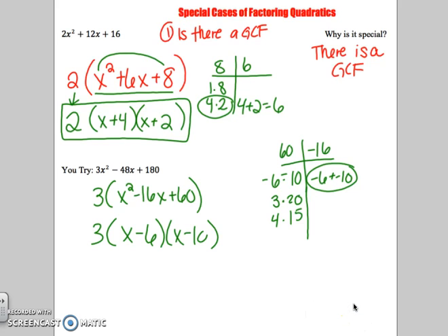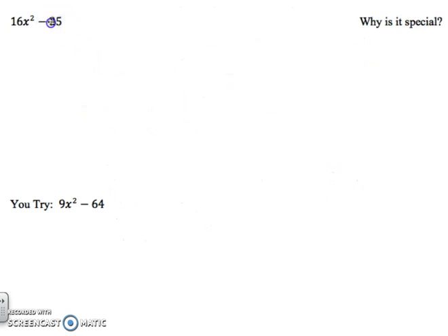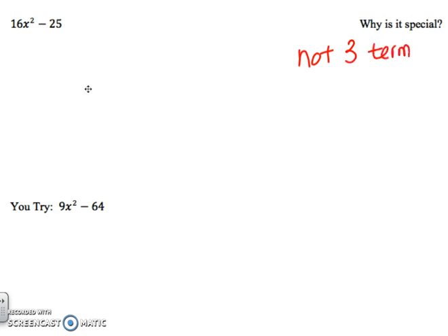All right, so one more thing, another special case. So what is nice or not nice about this problem? Notice it's missing something. There's not 3 terms. To be more specific, the middle term is missing. So there's no middle term. So there's no x term.